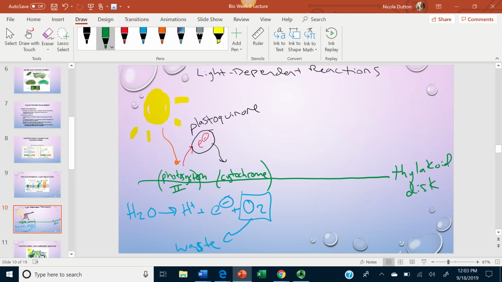Now from here, the electron again gets excited and jumps up. But this time, it's carried by a different transporter, plastocyanin, and it's transported to photosystem 1. So if you notice, photosystem 2 comes first. They were named in the order in which they were discovered, not in the order in which they operate.